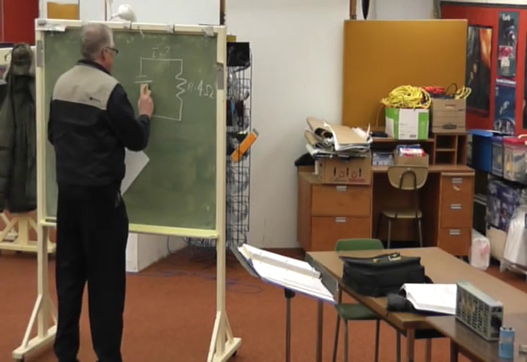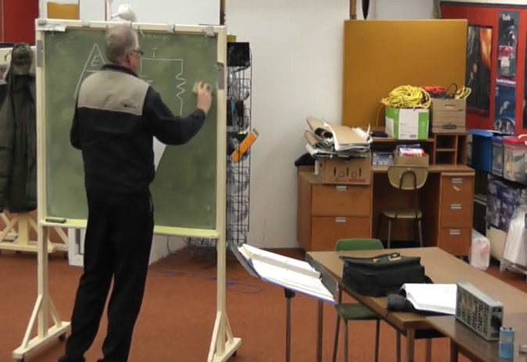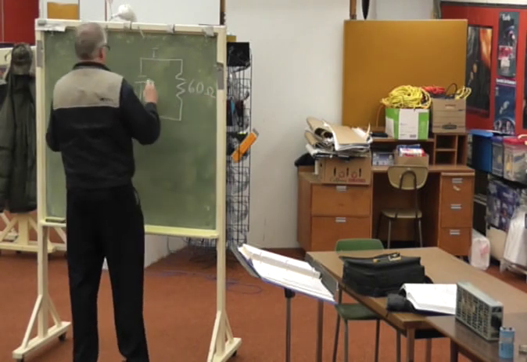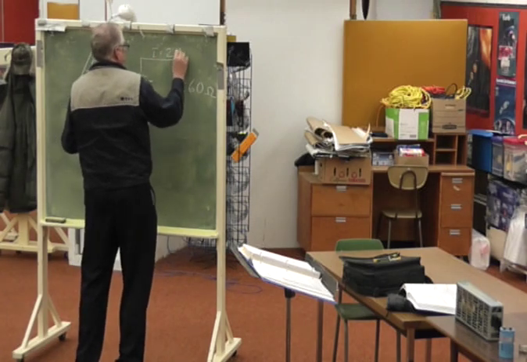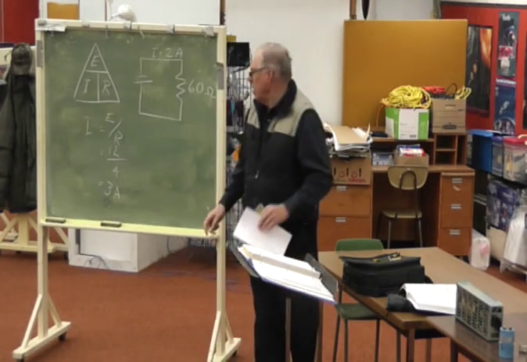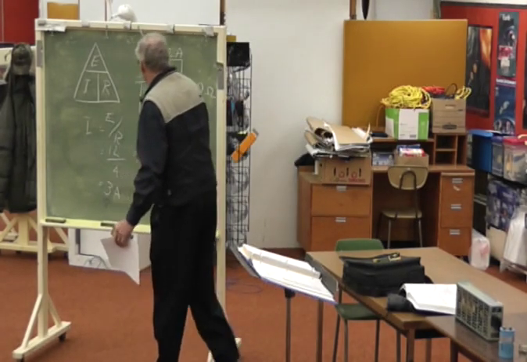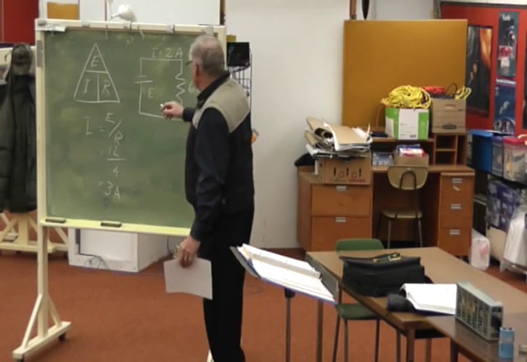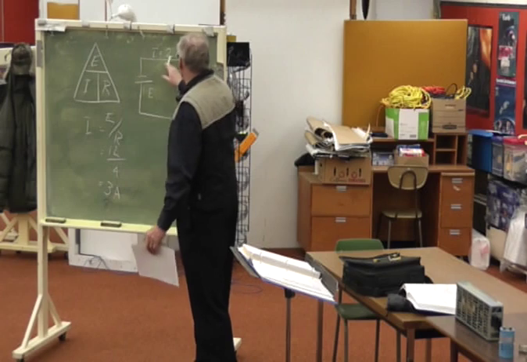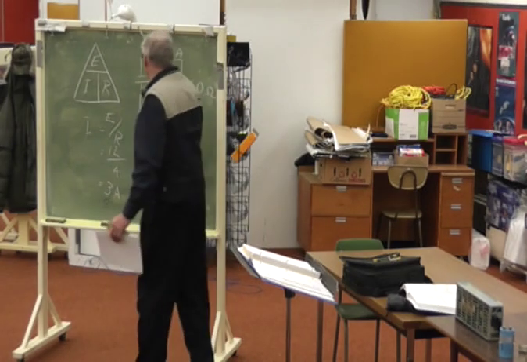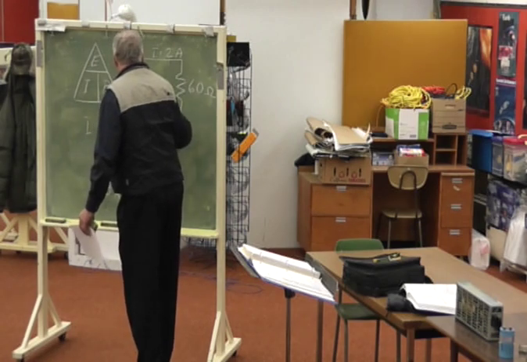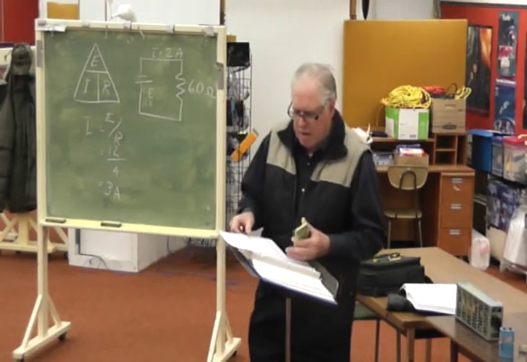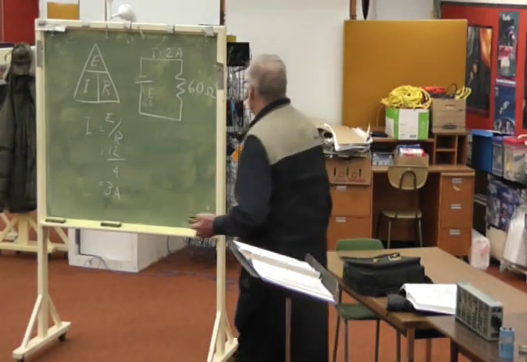Okay, let's just switch it around a little bit here. So that works out to, okay, E equals IR, 2 times 60, 120 volts. I'll give you one more.